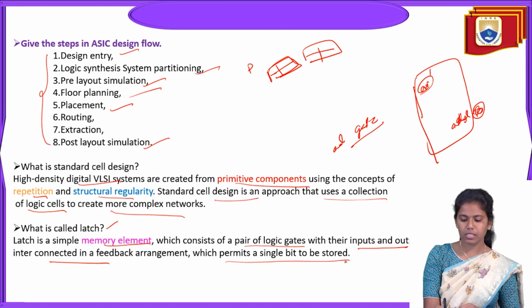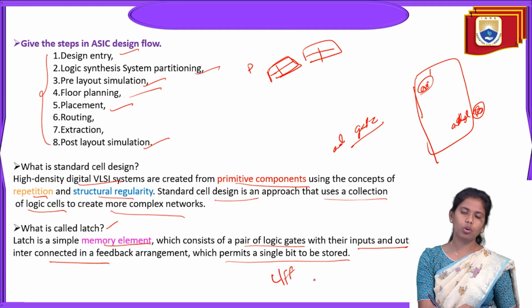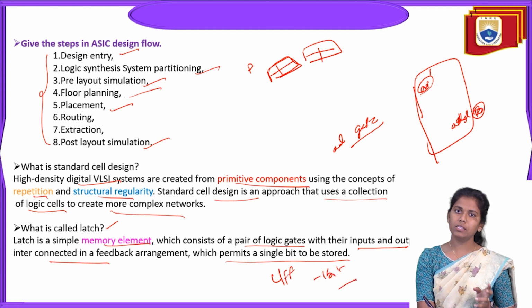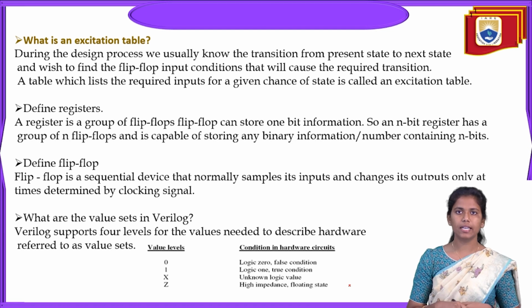Then it permits a single bit to be stored. So we know that flip-flops and latches store only one bit of information. Basically, if you compare the flip-flop and latches, we say the latch is a very transparent element. Excitation table. What is this excitation table?